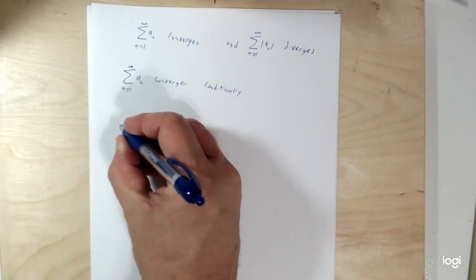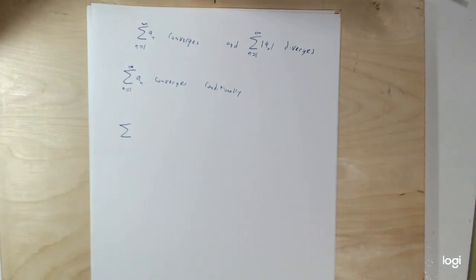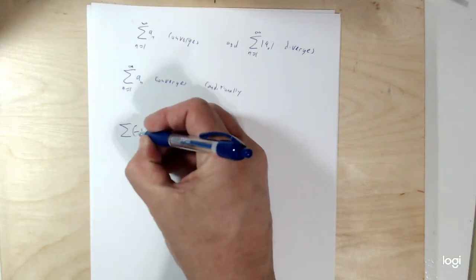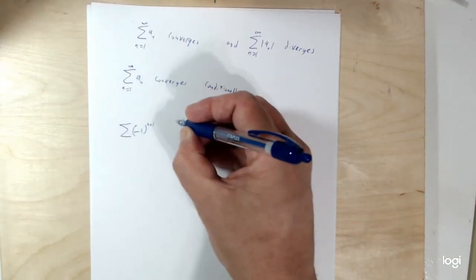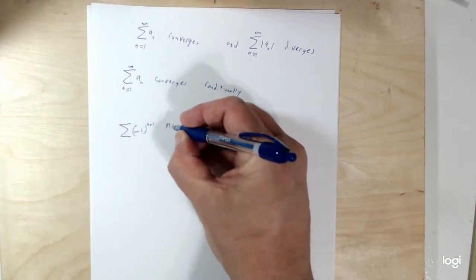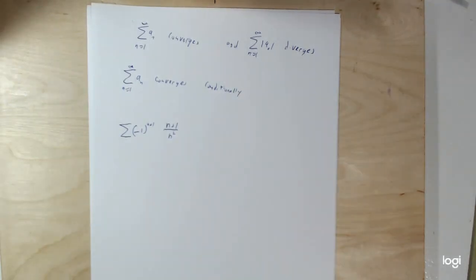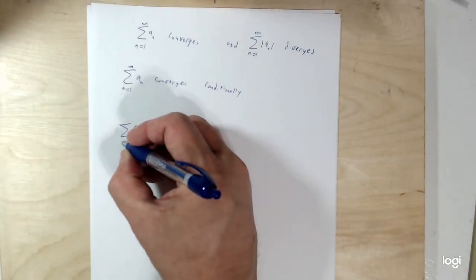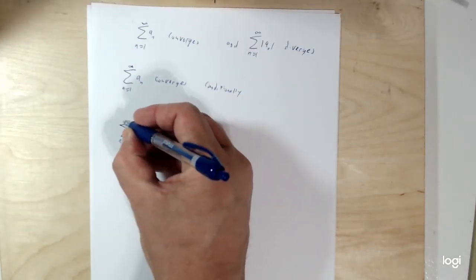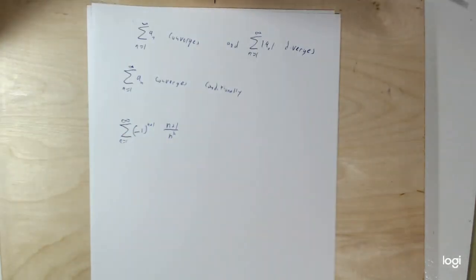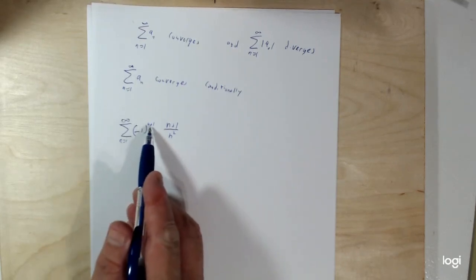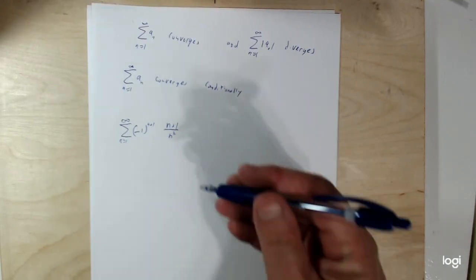Let's look at the sum. This is actually stolen from the book, so it's number 25 if you're curious. The sum from n equals 1 to infinity of (-1)^(n+1) times (n+1)/n². Notice we start with n+1, and that means we're starting with the positive term.